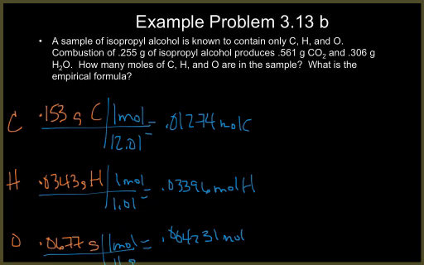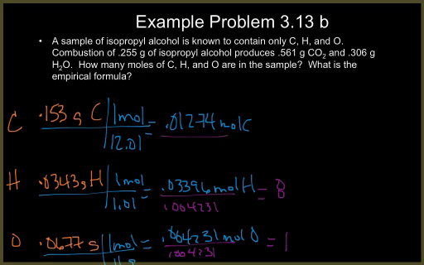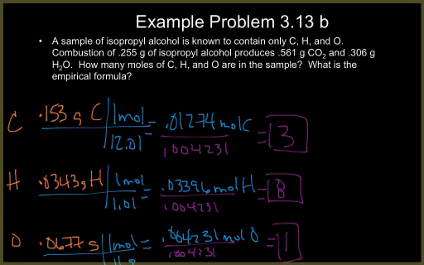Okay, now I'm going to divide by the smallest. So that's my oxygen, so 0.004231, that gives me 1. 0.004231, that gives me 8. 0.004231, that gives me 3. Okay, so again, nice whole numbers, don't have to multiply. So those are my subscripts. So my isopropyl alcohol empirical formula is C3H8O.